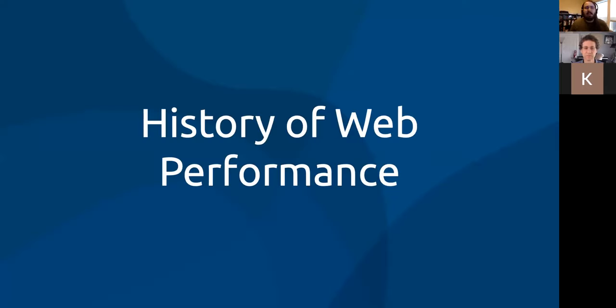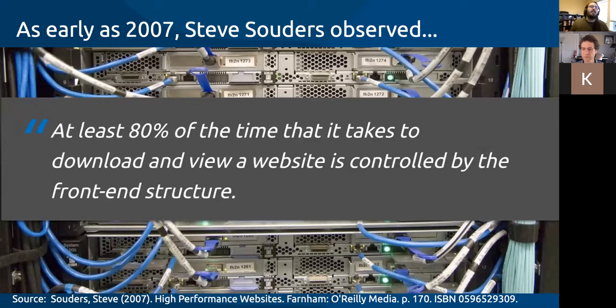But yeah, I want to talk a little bit about the history of web performance, where we've come from, where we're going, and why we're framing today's discussion the way that we are. So as early as 2007, Steve Souders observed that at least 80% of the time that it takes to download and view a website is controlled by the front end structure. Right? It's not necessarily the actual server latency, the CPU usage and memory, or even the HTTP request management. A lot of it is about the actual arrival of the web page and then it being rendered out in the browser, the CSS, JavaScript, all those other components coming together.